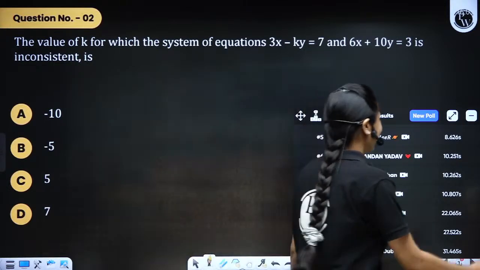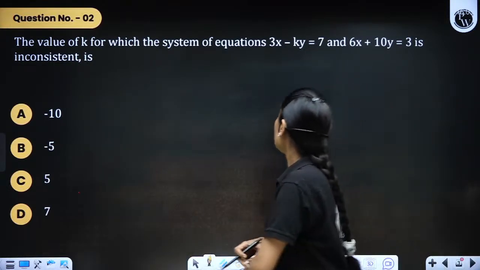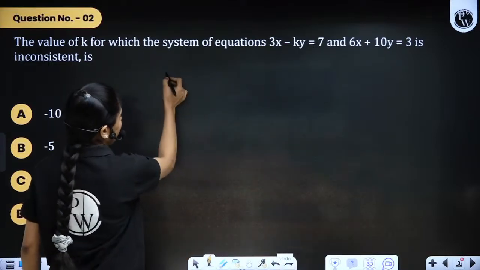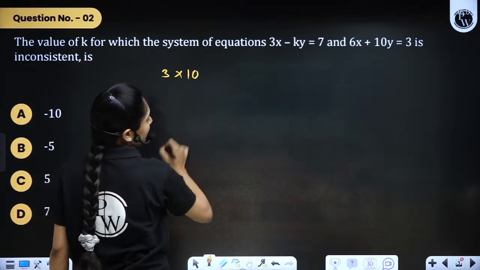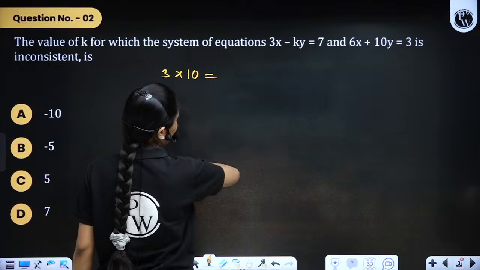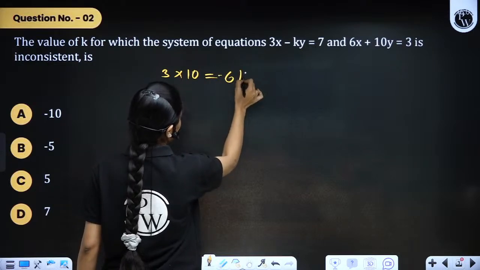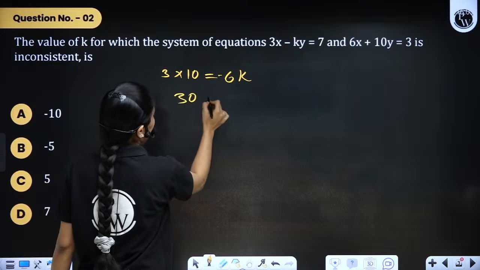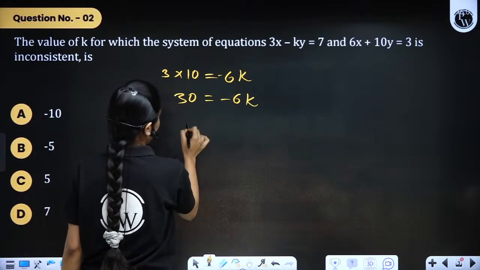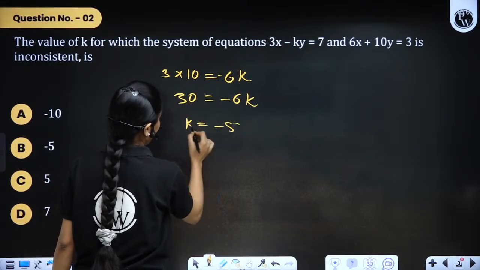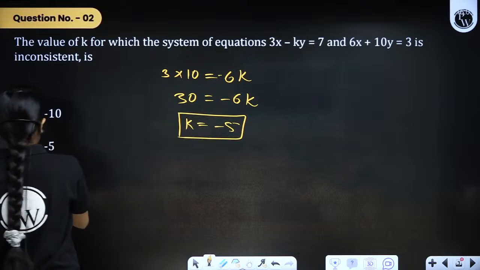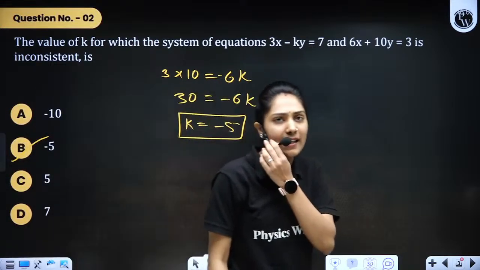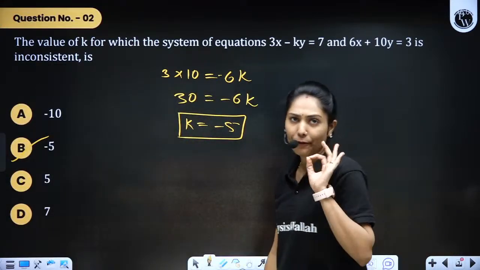That's good. Okay, so how can we calculate? We know that here 3 into 10 is equal to 6 into (-k)... Now this is 30 and minus 6k. So k is equal to minus 5. So option number B is the correct answer as per the condition of parallelism.